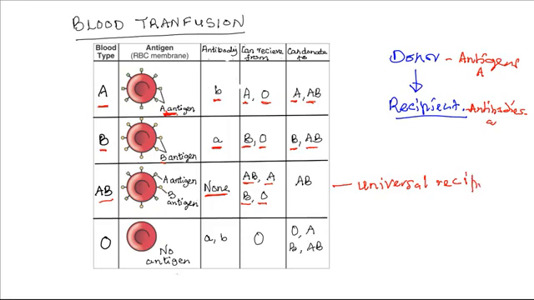Blood group O does not have any antigen, but has both antibody A and B, meaning that O can receive only from O, because it has the two antibodies, and can only receive blood that does not have any antigen, and that is blood group O.